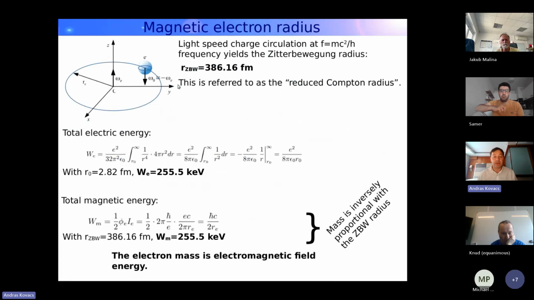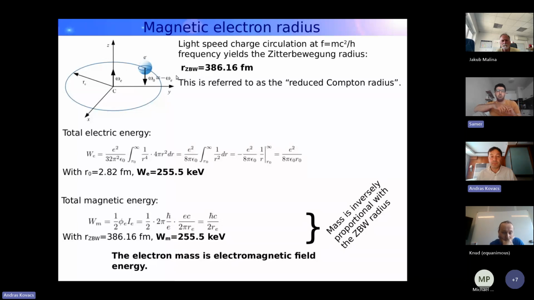Okay, so we know that the electron charge moves at the speed of light. Now we also know its frequency from quantum mechanics. And the electron charge moves on a circular path so that it creates the spin of the electron. And we have all the parameters now to calculate the radius of this light speed circulation, because we know the frequency, we know the speed.